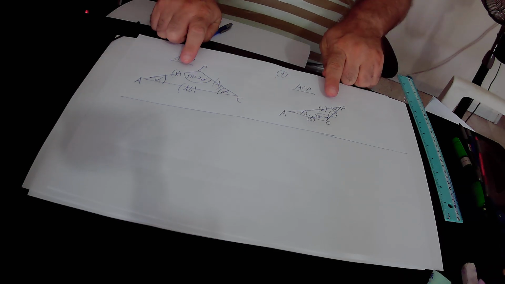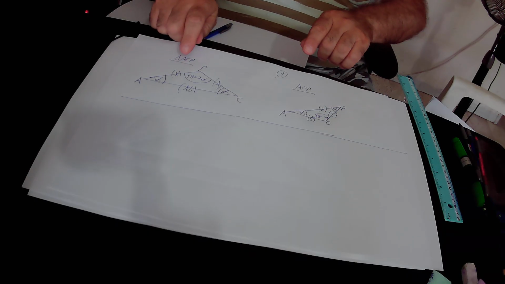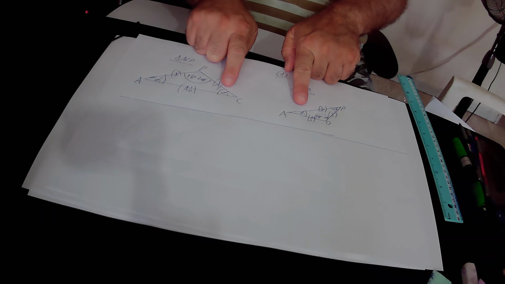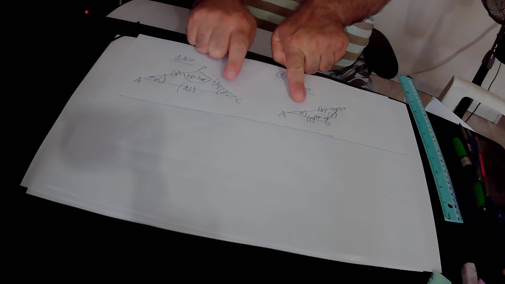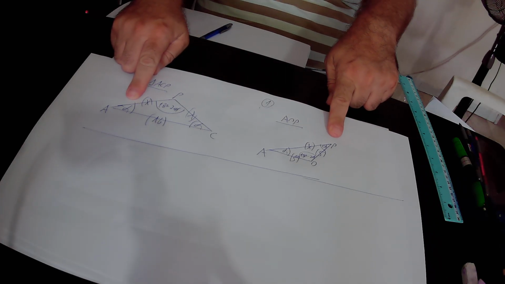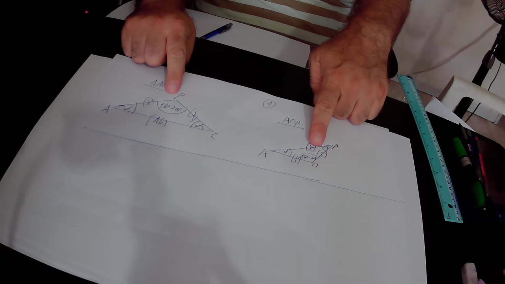So why are those two triangles similar to each other? First of all, those two angles are both equal to alpha, therefore they are equal to each other. In addition, those two angles are also equal to alpha, therefore they are equal to each other. And finally, those two angles are both equal to 180 degrees minus 2 alpha, therefore they are equal to each other.